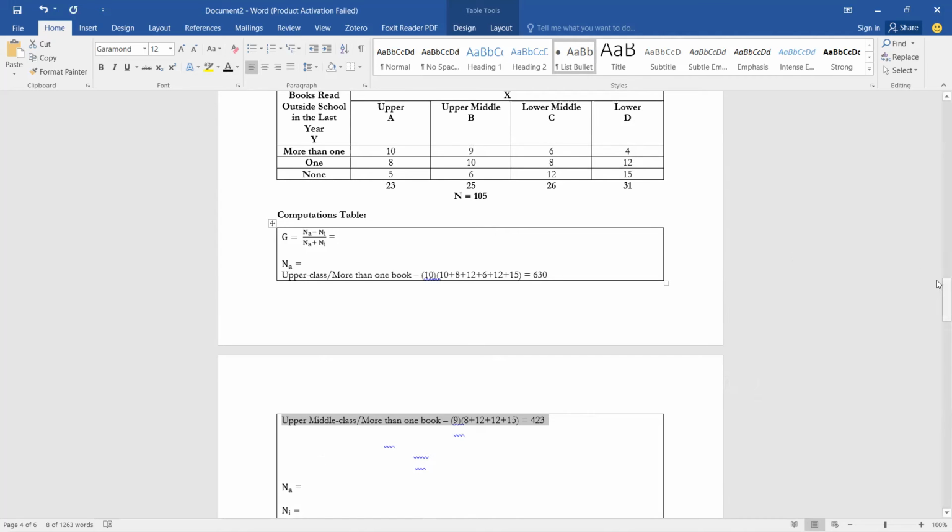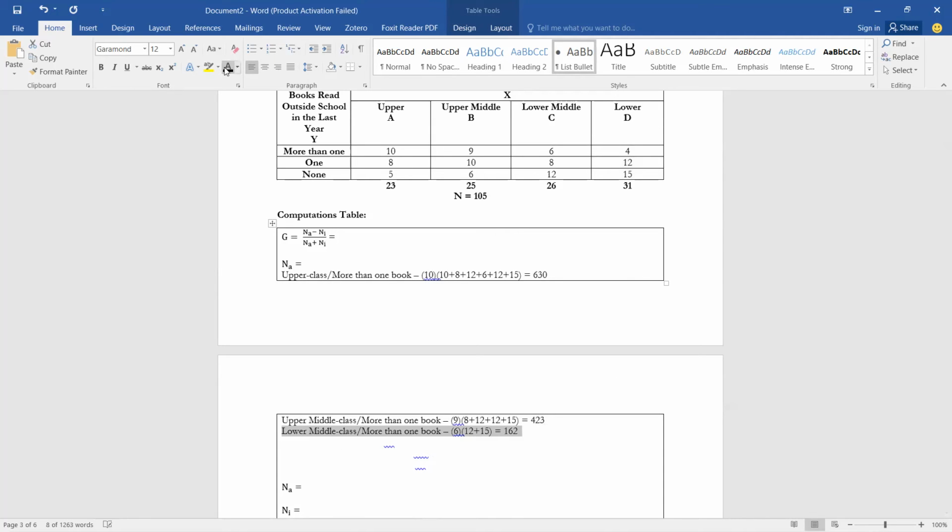Now, this time we're interested in the upper middle class children who have read more than one book in the last year. So that's 9 multiplied by 8 plus 12 plus 12 plus 15 equals 423. No? Then move to the next, yung lower middle naman. What is or what are cases that are below it but also to its right? And that's 12 and 15.